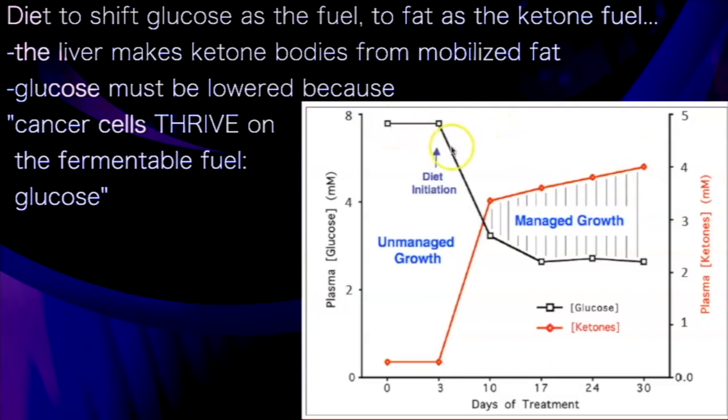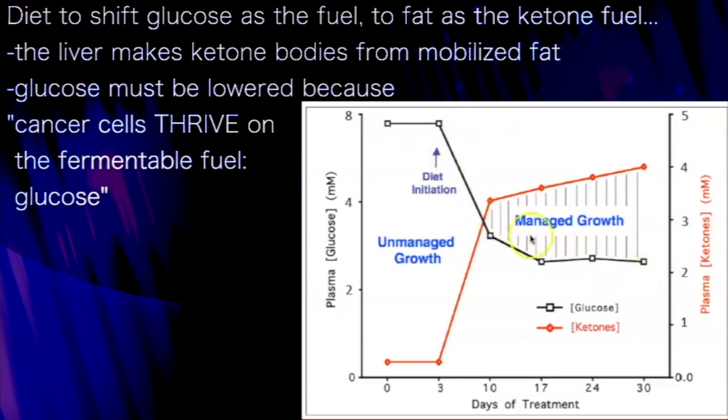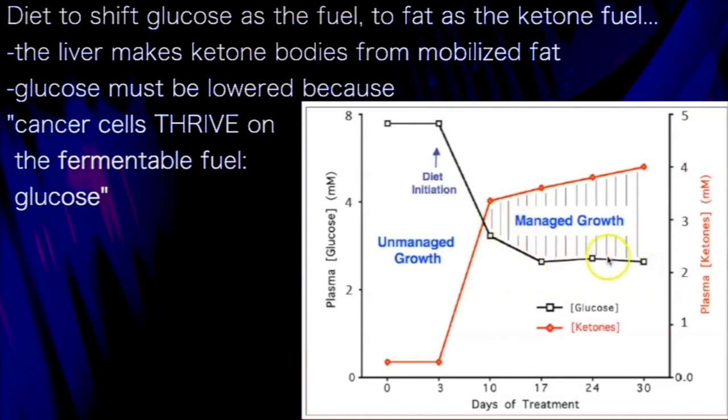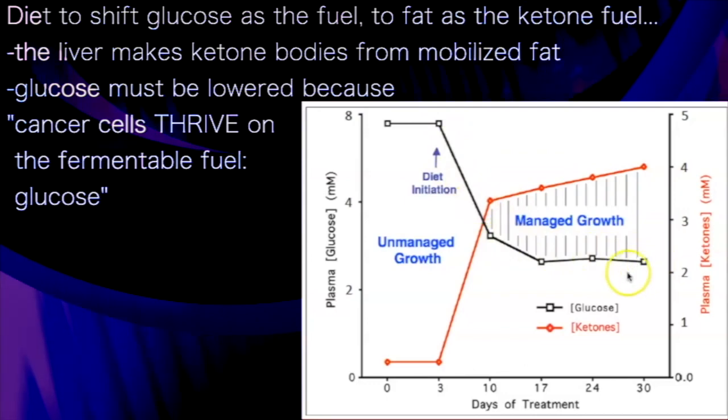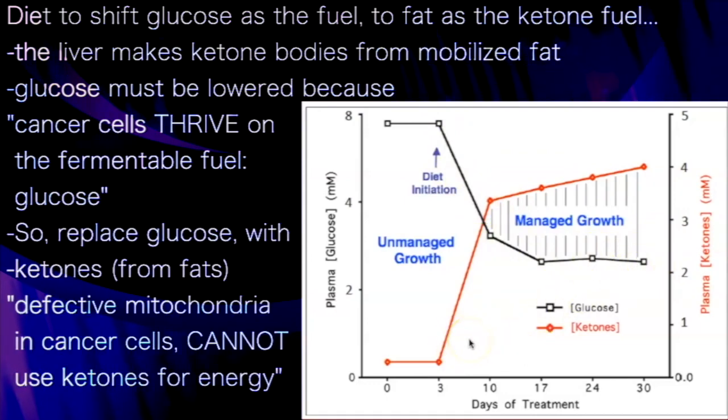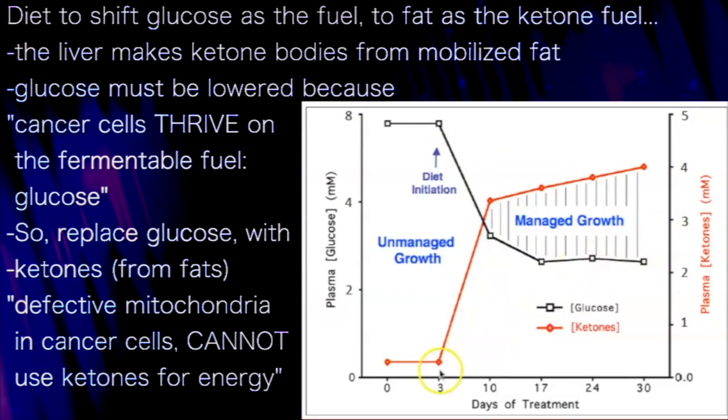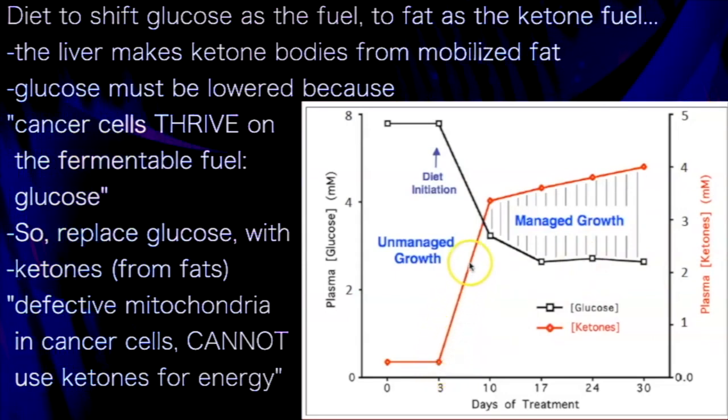So blood sugar must be lowered because the cancer cells thrive on fermentable glucose. Glucose is fermented to lactic acid. So in order to stop that process, it is important to lower blood sugar levels. But we're taking away a fuel, right? So you have to replace one fuel with another fuel. So we increase ketone bodies.